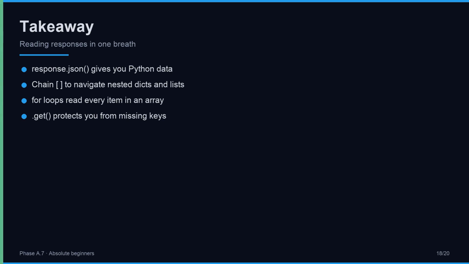Here is the whole skill in one breath. response.json() turns the raw text into Python data, usually a dictionary, sometimes a list. You navigate that data by chaining square brackets, a string key for each dictionary, an integer index for each list. You read arrays of items with the same for loop you learned in the collections lessons. You protect yourself from missing keys with .get and a default value. That is reading API responses. The fetching was new, the reading is just the collections skills you already own.